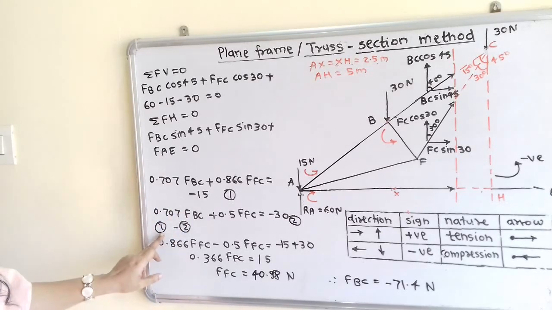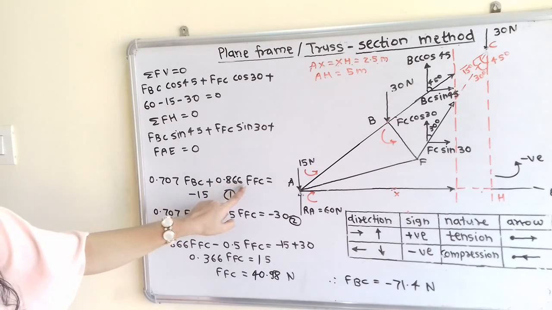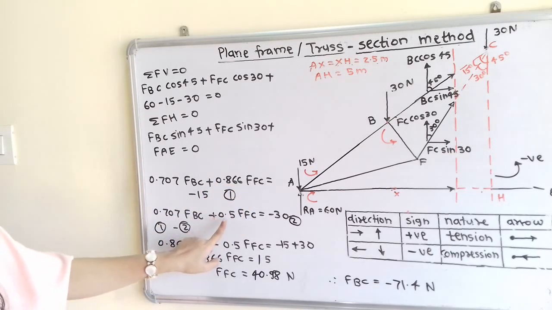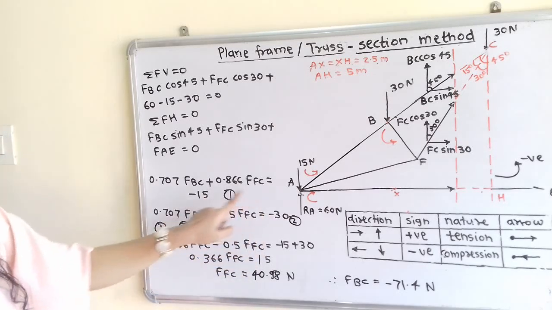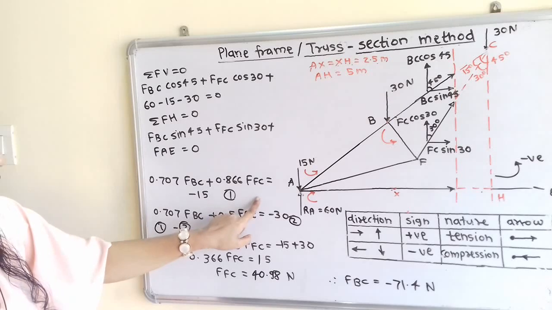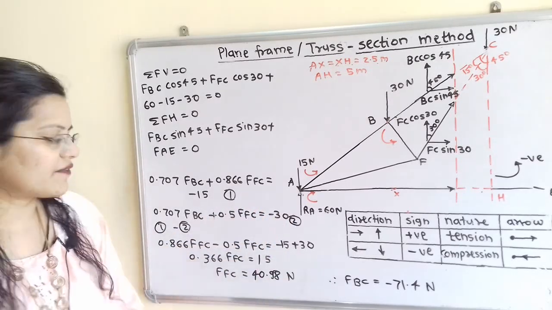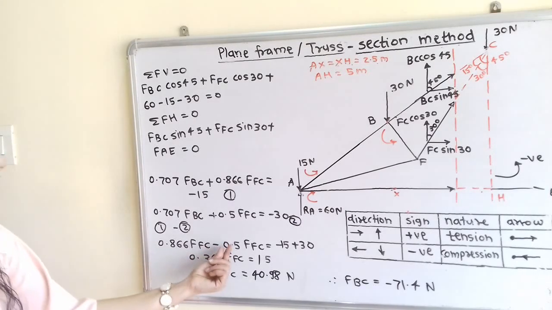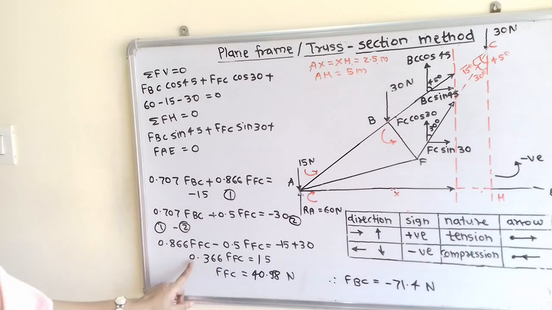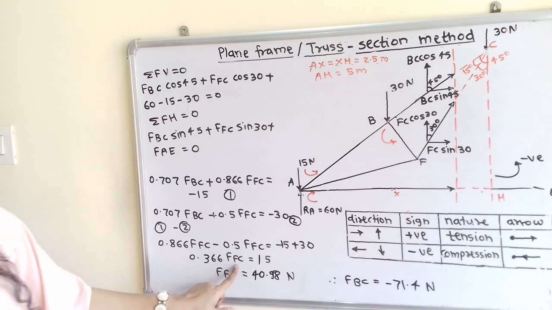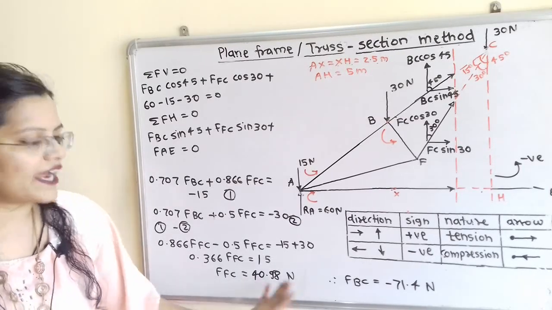So equation 1 minus equation 2 will give us 0.866 FFC minus 0.5 FFC is equal to, now on the right hand side, minus 15 minus 30, that is minus 15 plus 30, which is equal to 15. So again we will take FFC common, and when we calculate this we will get 0.366 FFC is equal to 15. So FFC is equal to 40.98 Newton.